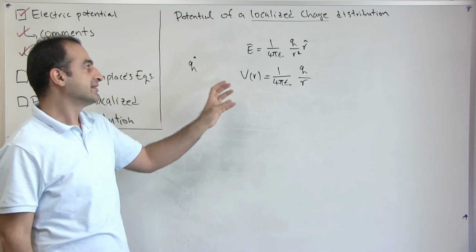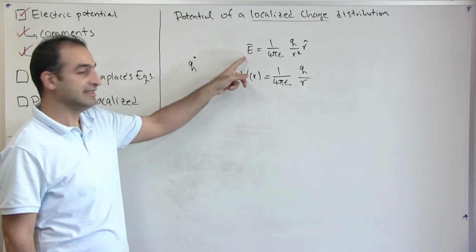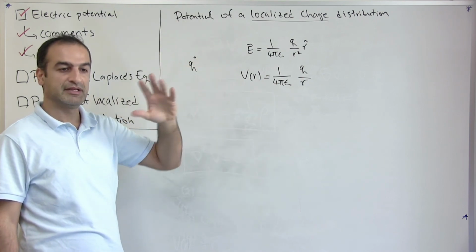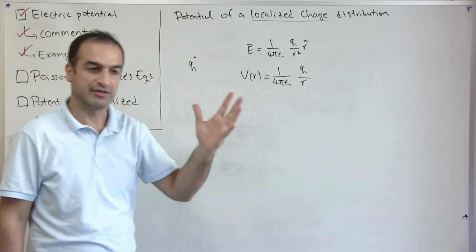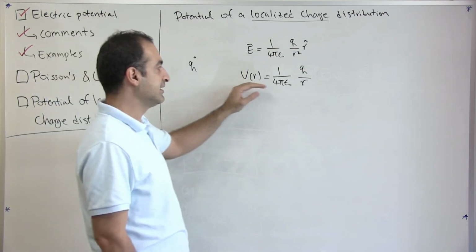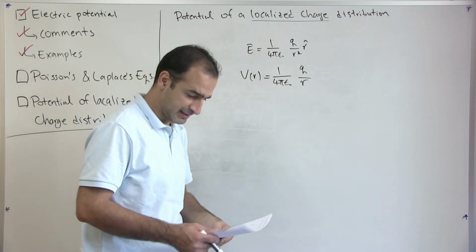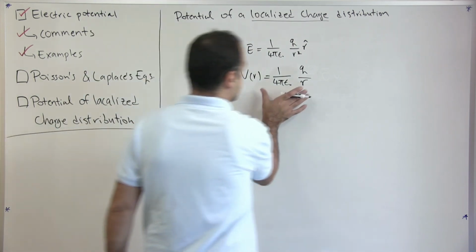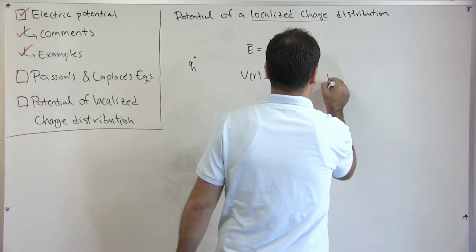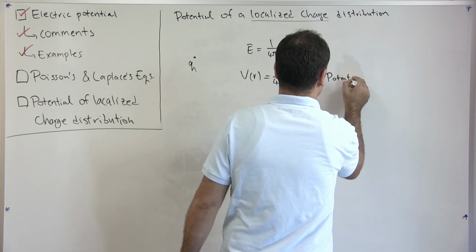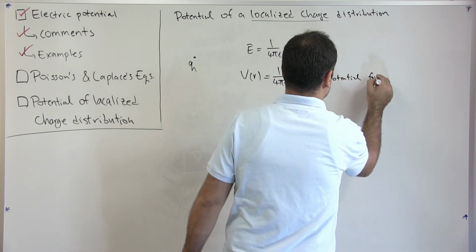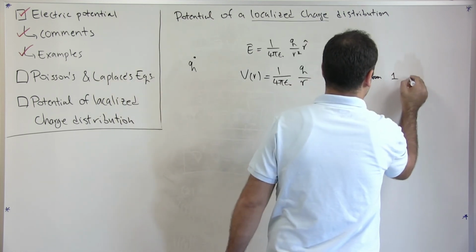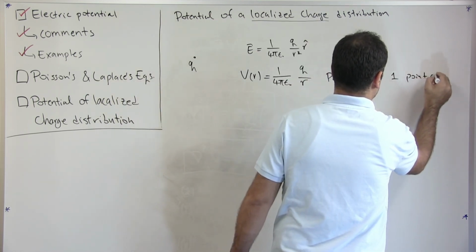Doing an integral to calculate E from a random charge distribution can be very difficult because you're going to add all these vector components. For potential, it's a scalar, and you will see we can make things a lot easier. So this is the potential from one point charge.